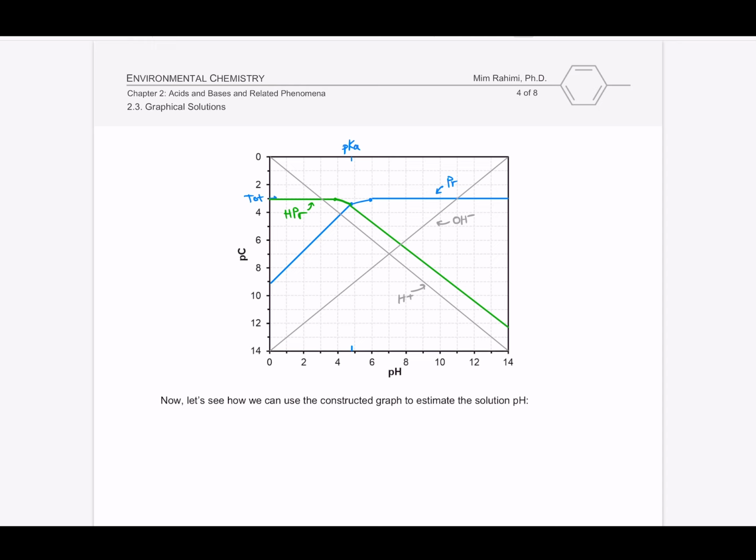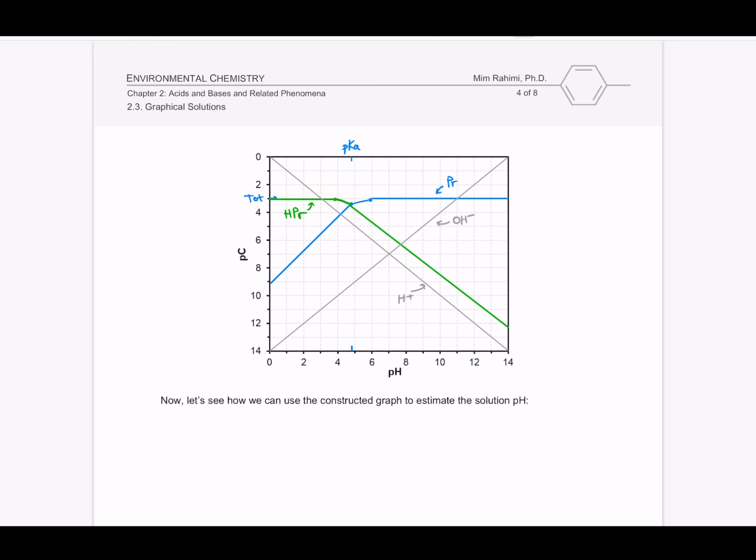So quickly we can tell, for example, if the pH is 10, then this would be the concentration of H plus, the concentration of HPR, the concentration of OH minus, and the concentration of PR. So very, very informative. So this is true based on the mass balance and based on the equilibrium. We consider mass balance, we consider equilibrium.